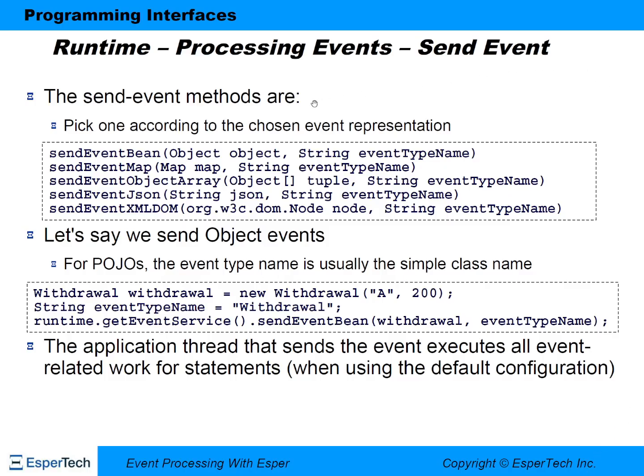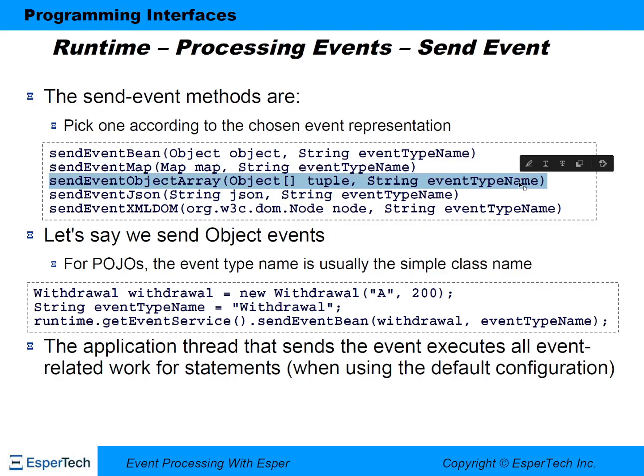This slide discusses how to process events. A sendEvent method processes an event. Depending on the event representation, use one of these sendEvent methods. The sendEvent bean method processes an object event. The object's class is an application class. Use this when the event object's class is an application class. The sendEvent map method processes a map event, or dictionary in .NET C#. Use this method when the event implements the map interface.